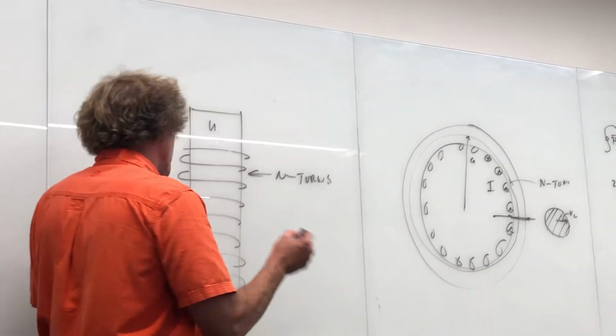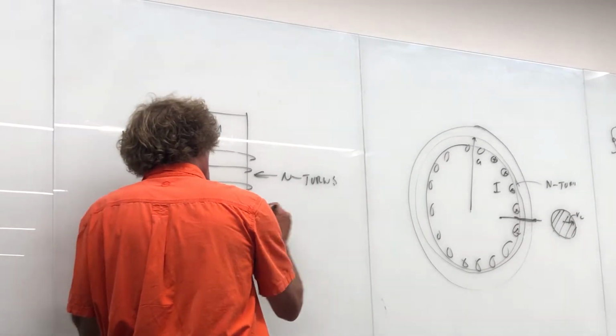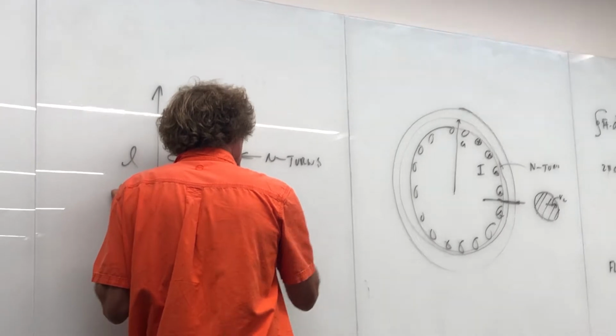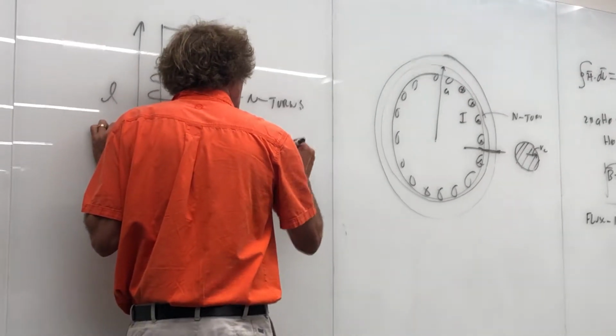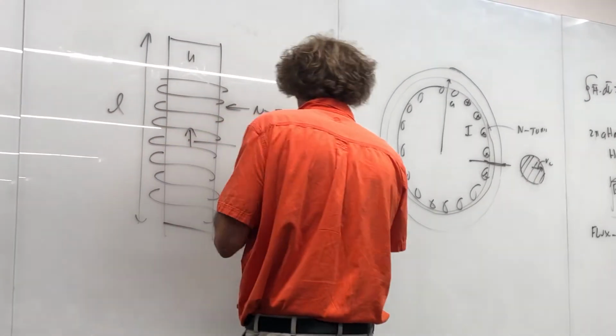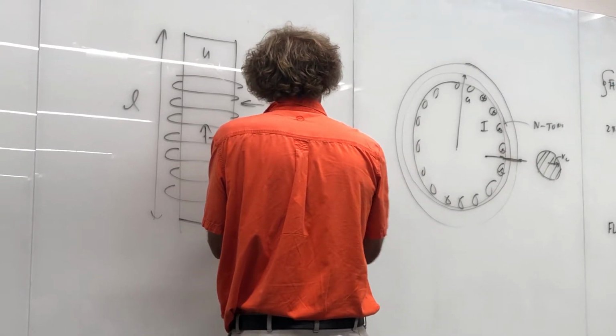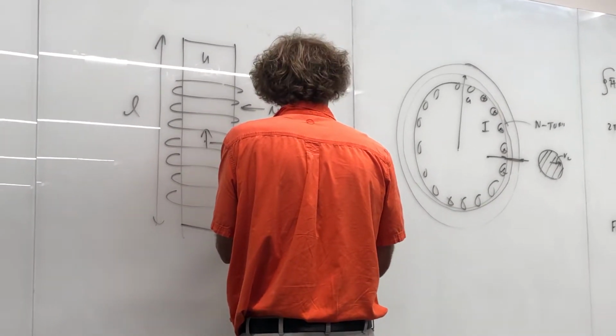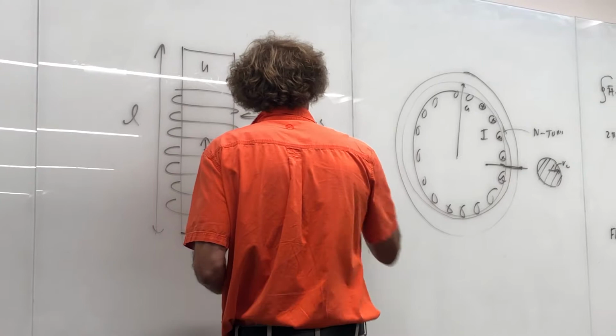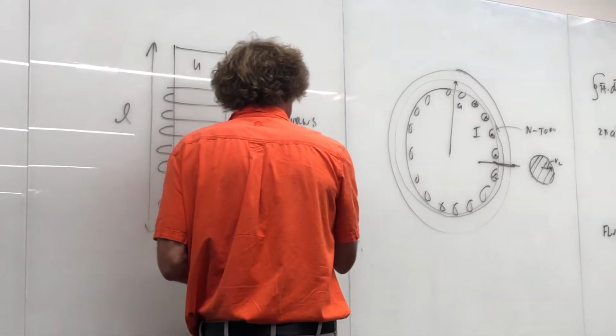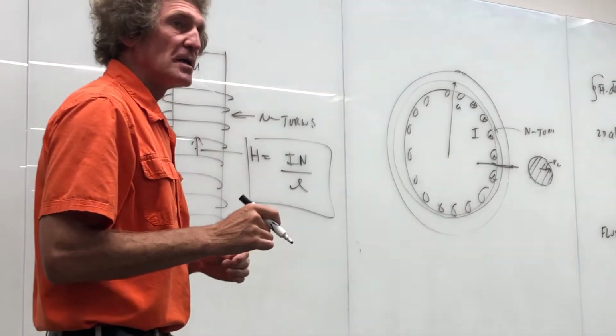Some time ago. But we found dead center here in the center, we could say that the H field was equal to N I divided by L. I don't know if you remember that, but this is actually it. It's N I divided by L. Does anybody remember that?